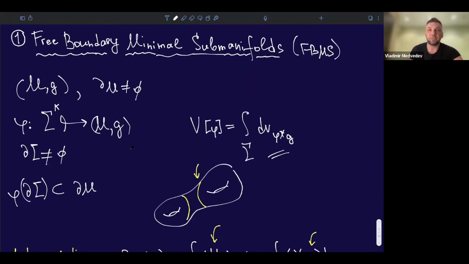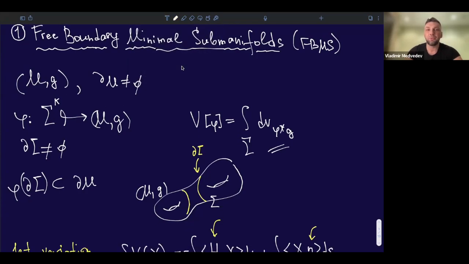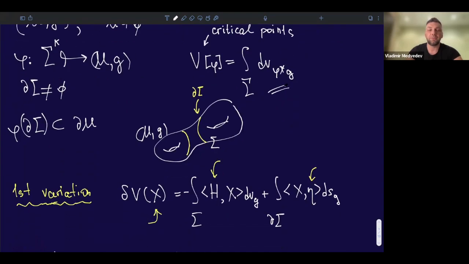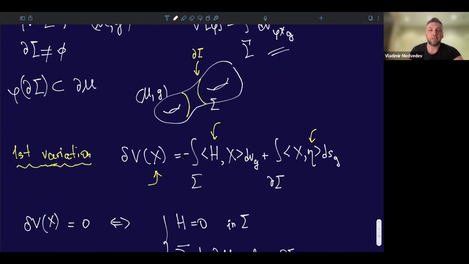And the picture is as follows. For example, here M is our manifold and Sigma is somewhere here. And the boundary of Sigma can slide along the boundary of M. This is the boundary of Sigma, and it can move along the boundary of M, but it cannot leave it. And we're looking for the critical points of this functional, which is called, by the way, the volume functional. And in order to find them, we're looking at the first variation, which is given by this formula.